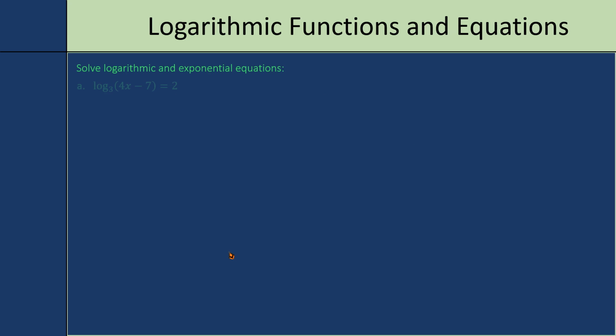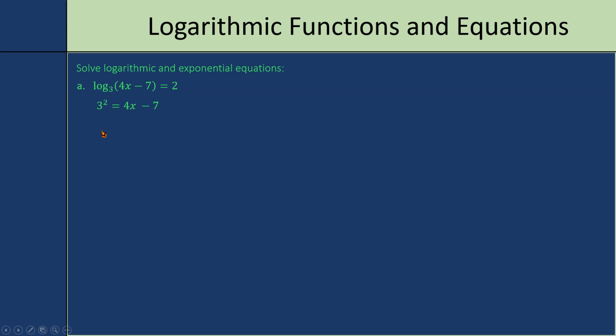Solving for these equations. So here's an equation. It looks like that log. If you have x either at the bottom of log as the base of log, or in the argument of log, you can't solve for it. You can't solve for it even with a calculator. So what you have to do, switch it to exponential form. So it's actually 3 to the second power is equal to 4x minus 7. Oh, look, we can solve that now.